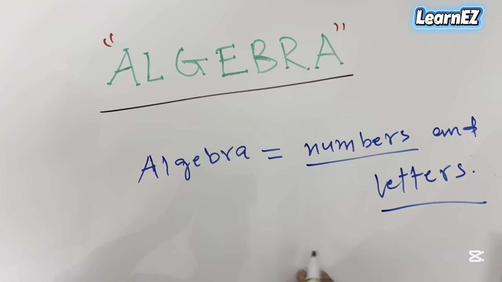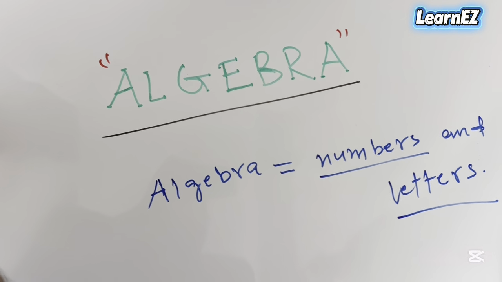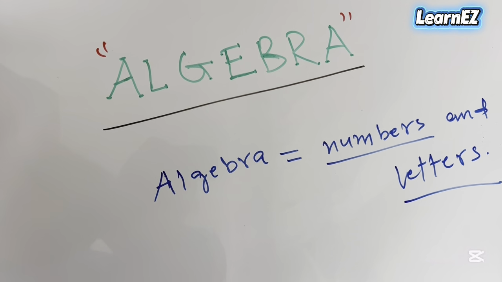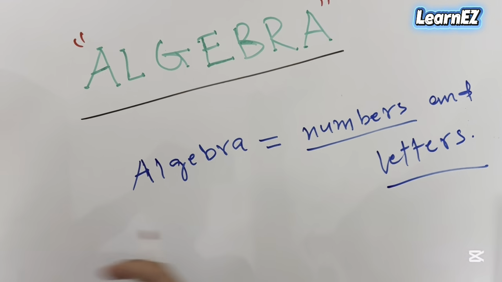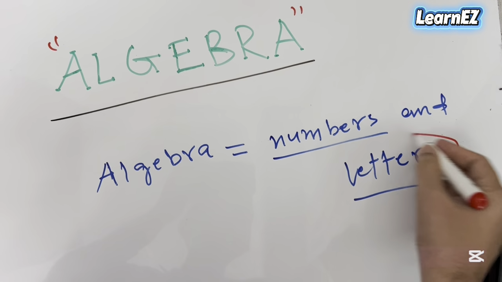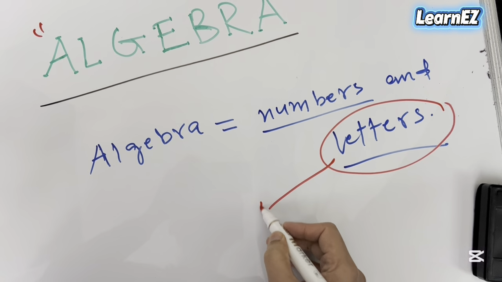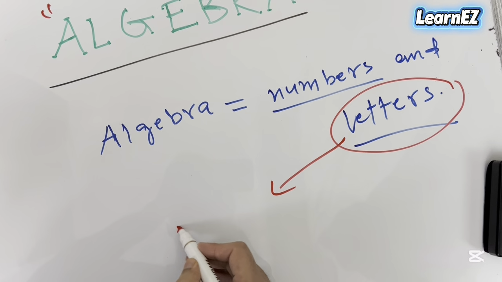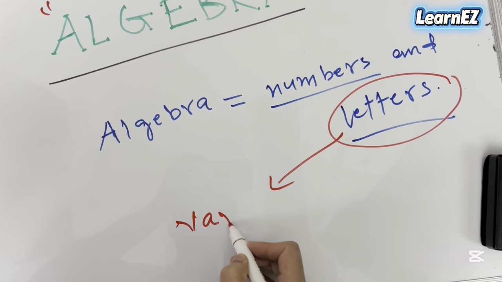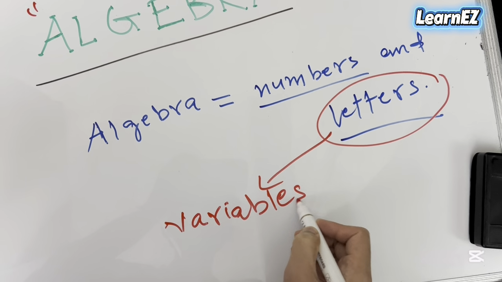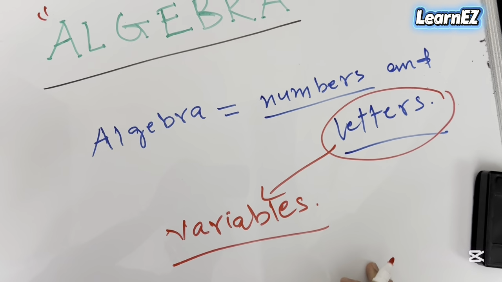Numbers you already know, any number like 1 2 3 4 5, as well as letters like A B C D E F G H up to Z. But there are some common letters which we use in algebra, which are most common. First of all, we call these letters variables, so I'm writing it here. These are called variables.